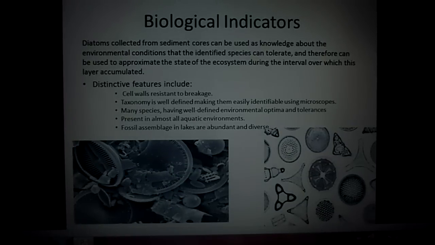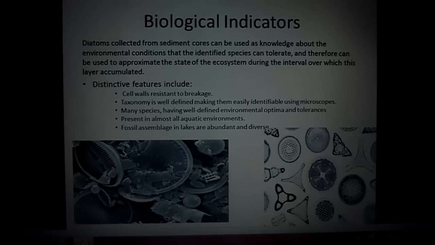So specifically, we're looking at biological indicators. Those include diatoms, which are unicellular, and their distinguishing feature is a cell wall made of silicon dioxide. The frustule is composed of two valves, which fit together with the help of a set of girdle bands, and the taxonomy of diatoms is based on the shape and structure of these silicate valves.